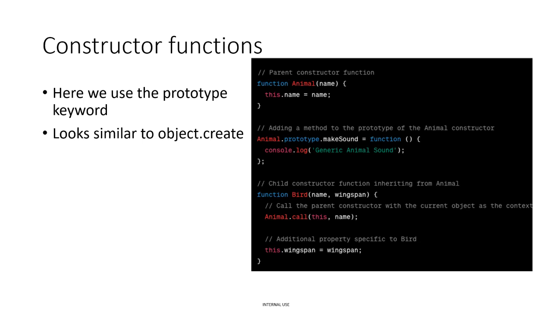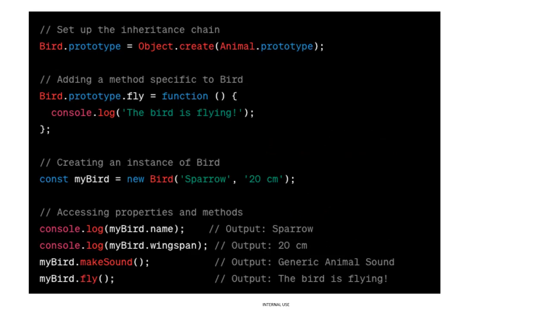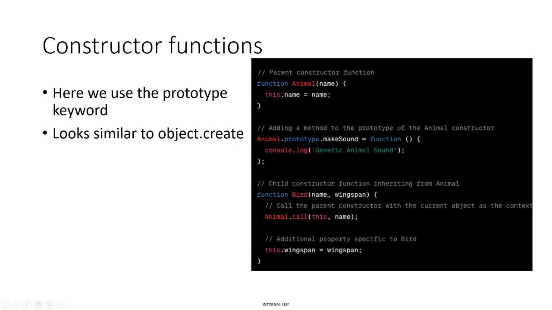Here, we are actually going to be using the prototype keyword. And in a way, this kind of looks similar to Object.create, but a big difference is the use of this prototype keyword. So you create a function that looks like a class name, but it is in fact a function because you're using the function keyword here, and you're assigning fields within the function. So this is a constructor.